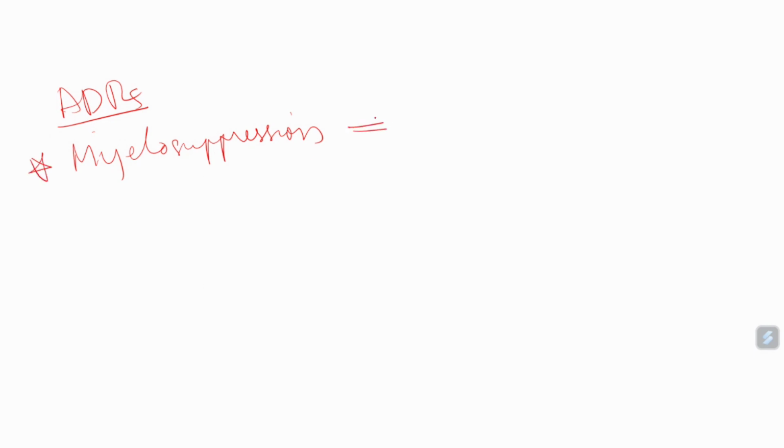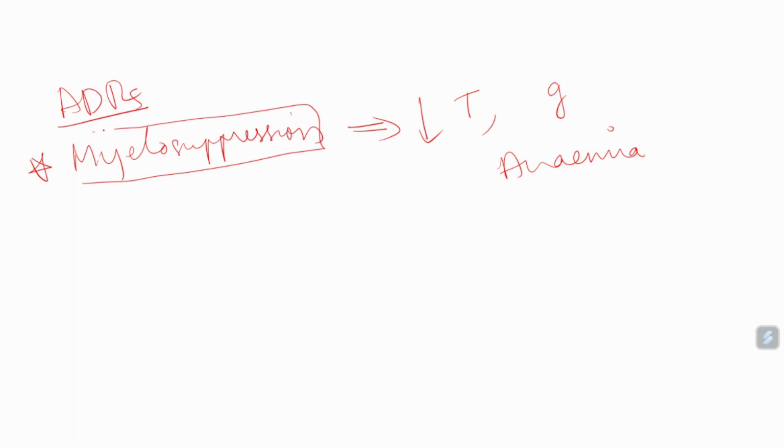With that, myelosuppression is nothing but bone marrow suppression. If the patient is having bone marrow suppression, what will happen? The patient will have thrombocytopenia. The patient will have granulocytopenia. Granulocytes will decrease. The patient will have anemia. Wherever the drug has myelosuppressive action, those drugs will cause thrombocytopenia, granulocytopenia, and anemia.